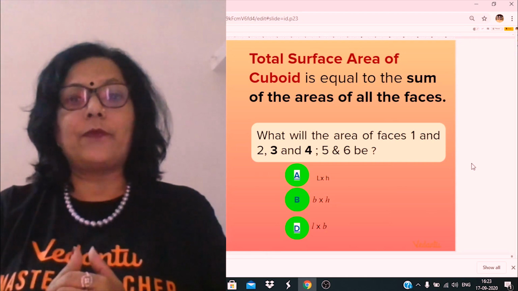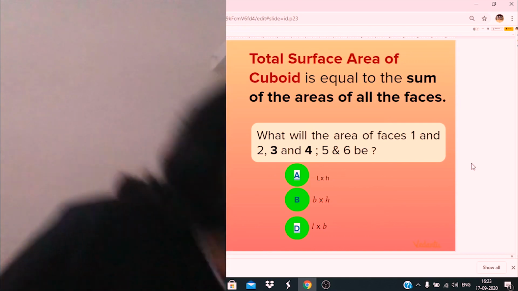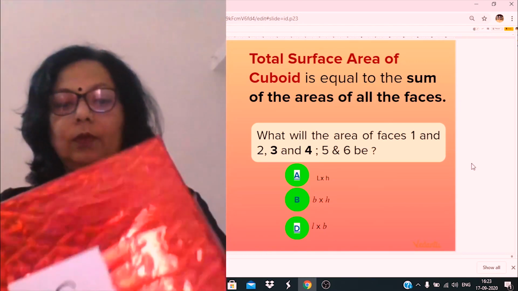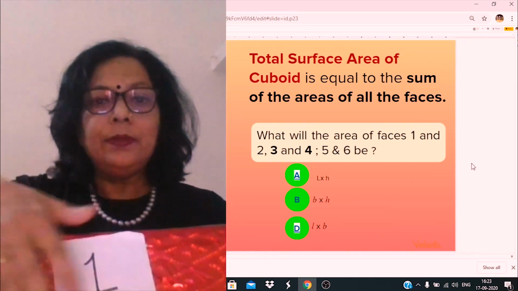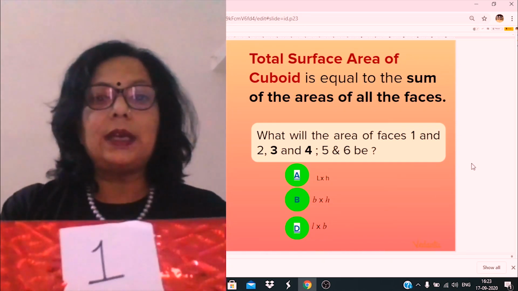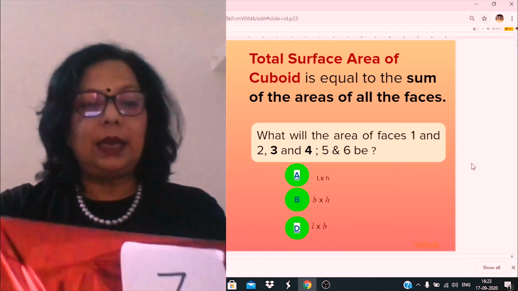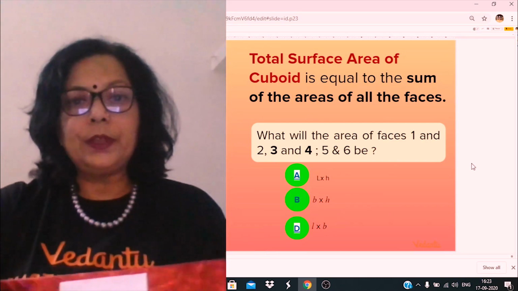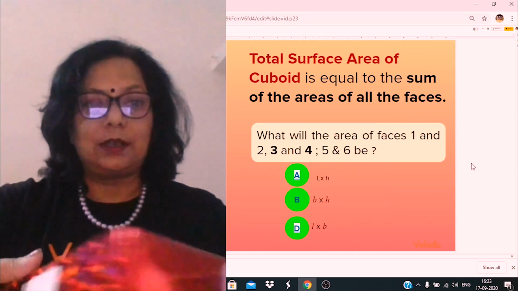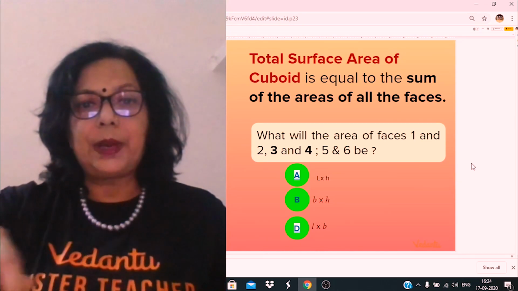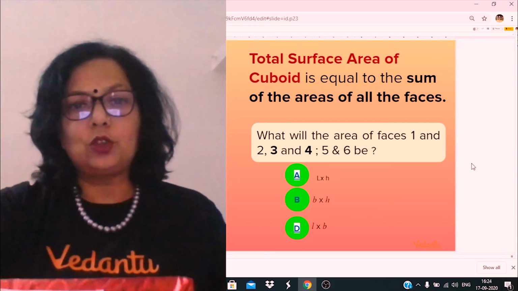So what will be the area of the faces 1 and 2? Just give me a second, I'll show you the area. 1 is this much. So this is length into height. What is the area opposite to this? Length into height. It's a rectangle. This is the length, this is the height. Area of this side, breadth into height. So there are two faces of breadth into height.